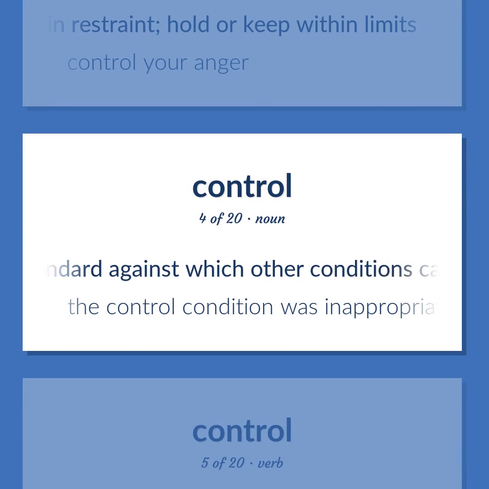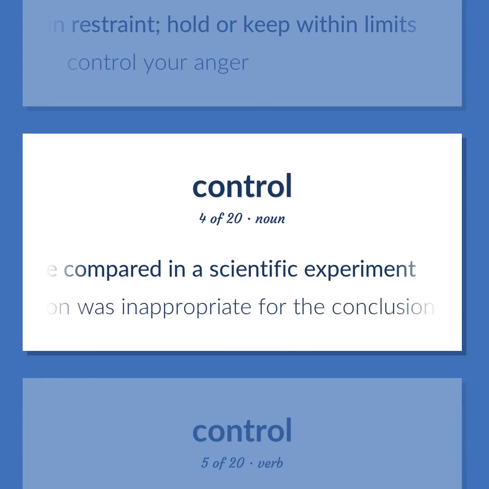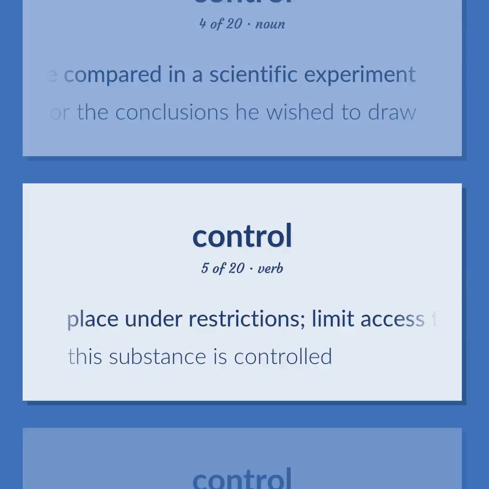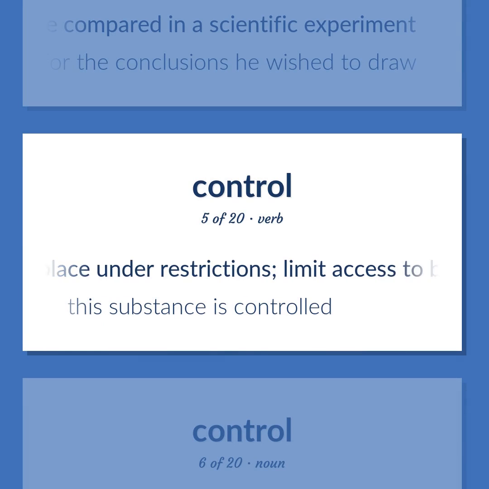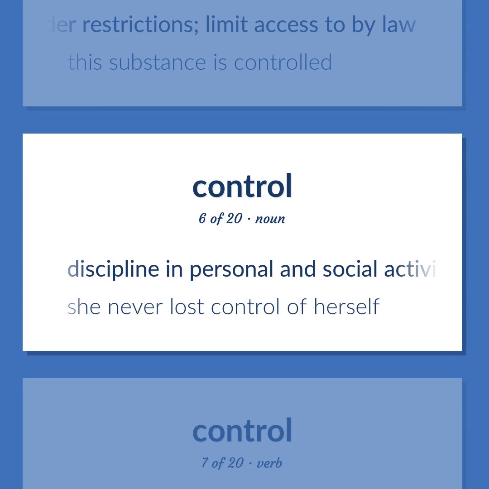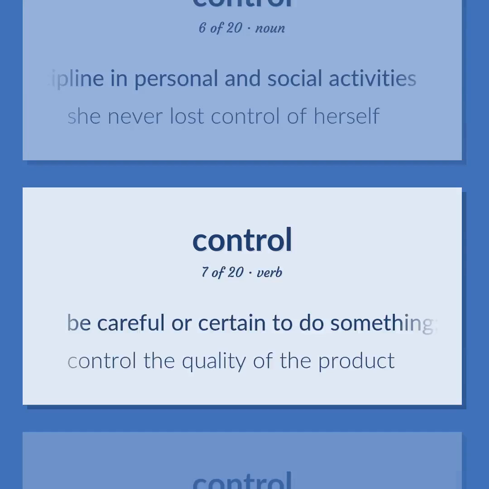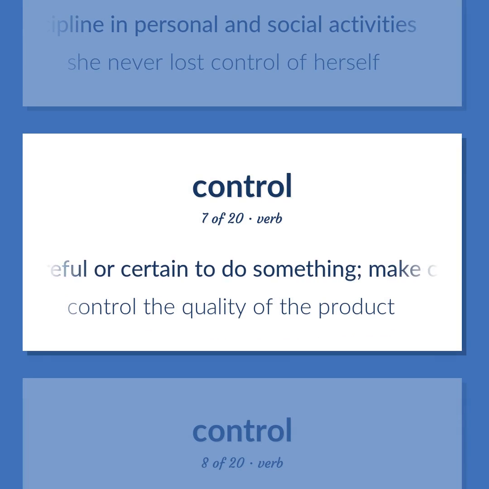A standard against which other conditions can be compared in a scientific experiment. The control condition was inappropriate for the conclusions he wished to draw. Place under restrictions. Limit access to by law. This substance is controlled. Discipline in personal and social activities. She never lost control of herself. Be careful or certain to do something. Make certain of something. Control the quality of the product.